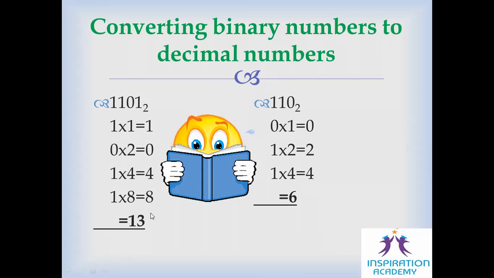We should do this as previous. 0 should be multiplied by 2 to the power 0. It means by 1. So 0 into 1 is 0. 1 should be multiplied by 2 to the power 1. It means by 2. So 1 into 2 is 2. Last number 1 should be multiplied by 2 to the power 2. It's 4. 1 into 4 is 4. Now add the values we obtained. The decimal equivalent of 110 is 6.